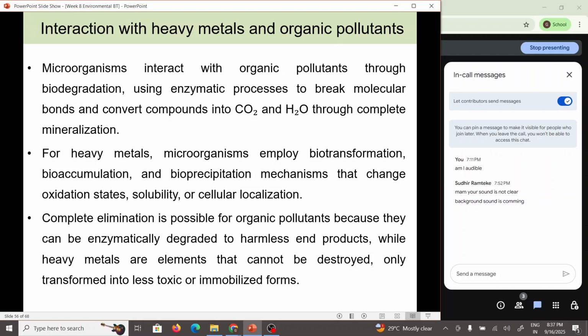Finally, complete elimination is possible for organic pollutants because they are enzymatically degraded to harmless end products, while heavy metals are elements that cannot be destroyed and only transformed into less toxic or immobilized forms. That is the difference between how a microorganism handles organic pollutants and heavy metals.